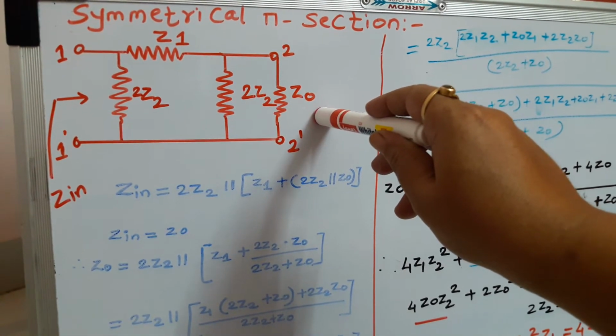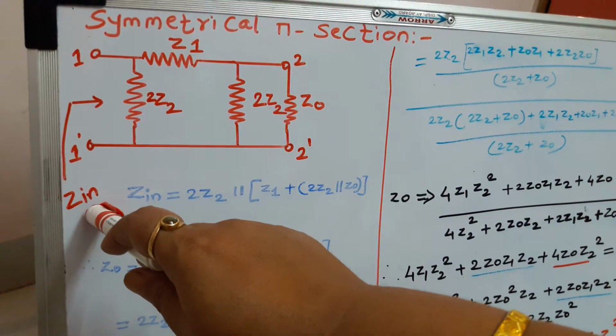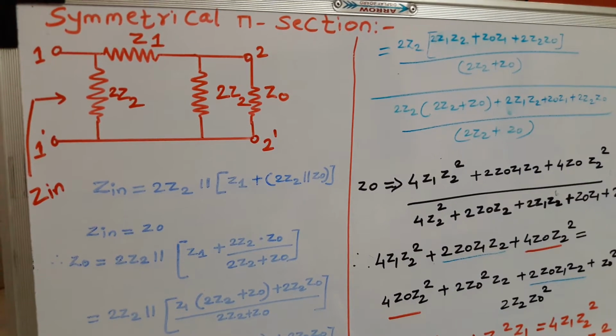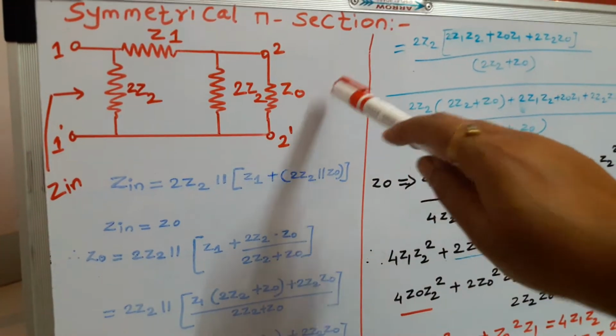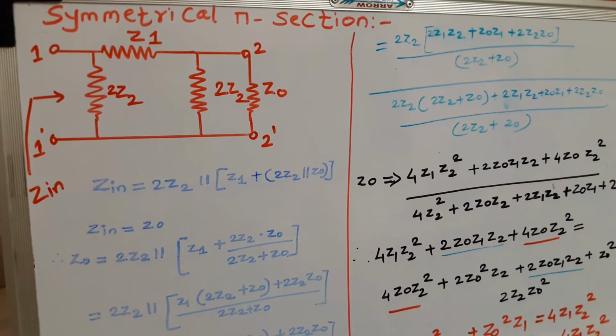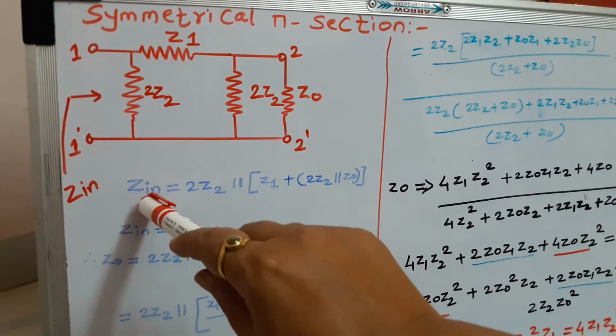This symmetrical pi network will be terminated in characteristic impedance Z0, then it is said to be correctly terminated. And looking towards the left hand side, this will be nothing but Zin. But from the definition of characteristic impedance, Zin is equal to Z0. So let us derive Z0 for the symmetrical pi network. Looking from the left hand side, we will have Zin.